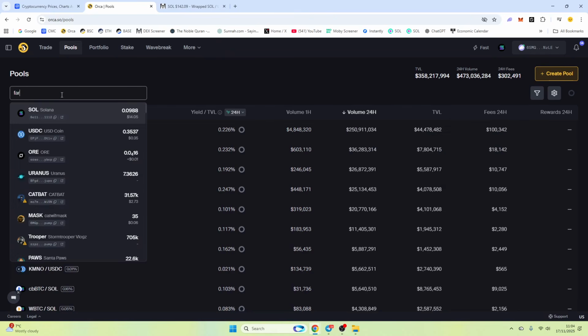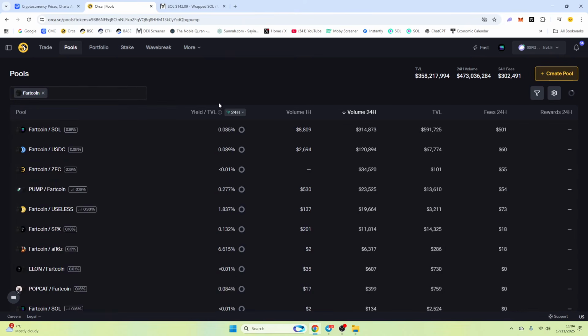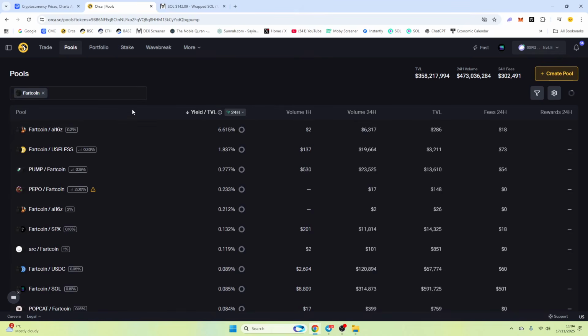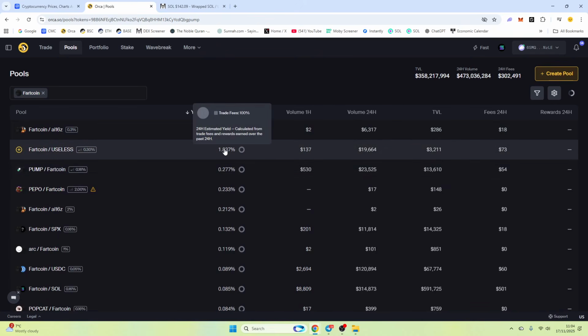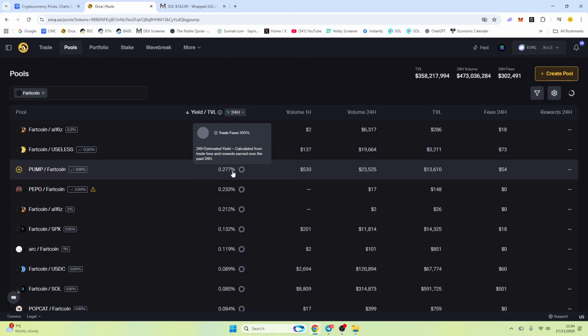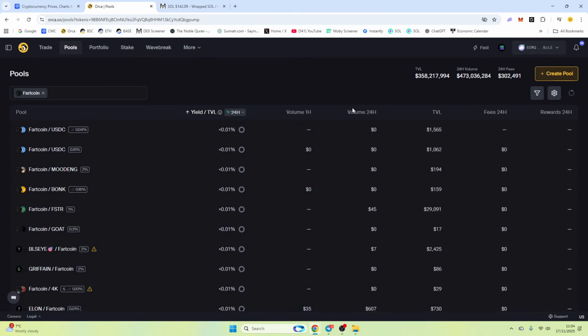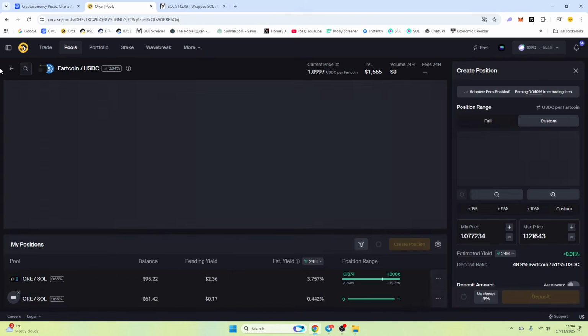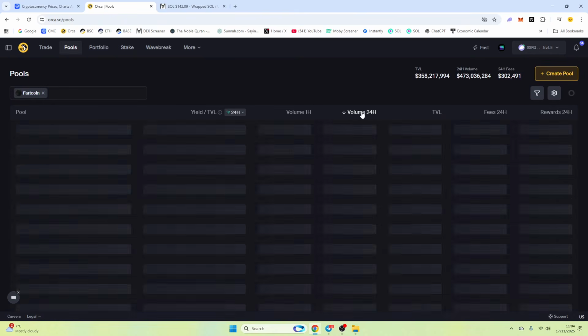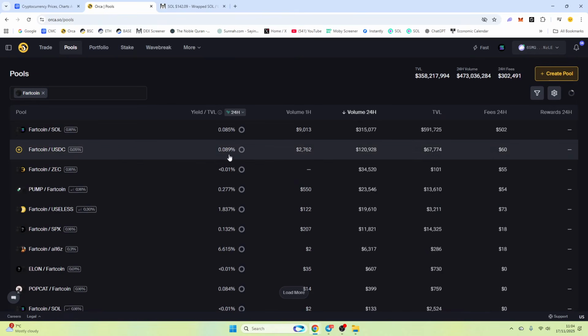Let's take a look at, I don't know if it's even going to show up, Fartcoin. It has a very large TVL. Fartcoin in this one has a small TVL, so we can just disregard that. But Fartcoin-Useless produces 1.8. Fartcoin-Pump is two major assets, they're in the billions, and it's producing 2.7. Now, if we look at a USDC version, it's not even getting 0.1. So there is a difference.